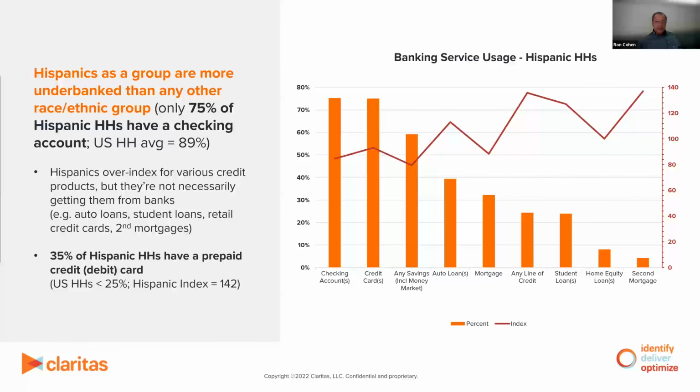There's another interesting statistic. 35% of Hispanic households have a prepaid credit card, also known as a debit card. It's not really a credit card at all. It's a debit card. The US number for that is 25%. So Hispanics are indexing more than 40% above average for that. It's a good way to build credit if you don't have any, but it's not really credit, right?